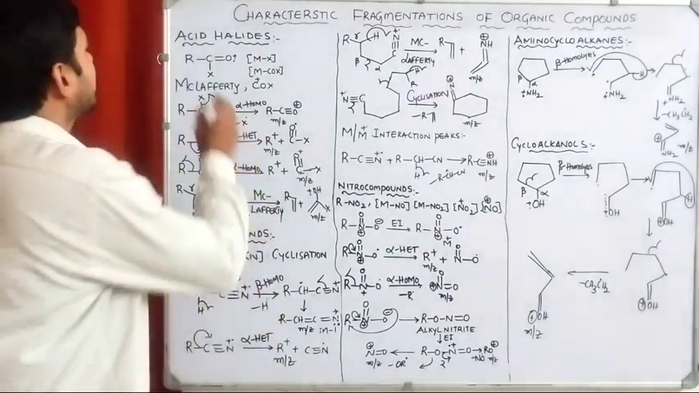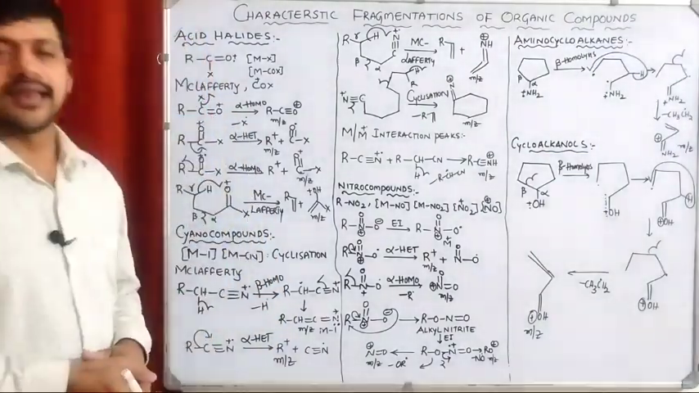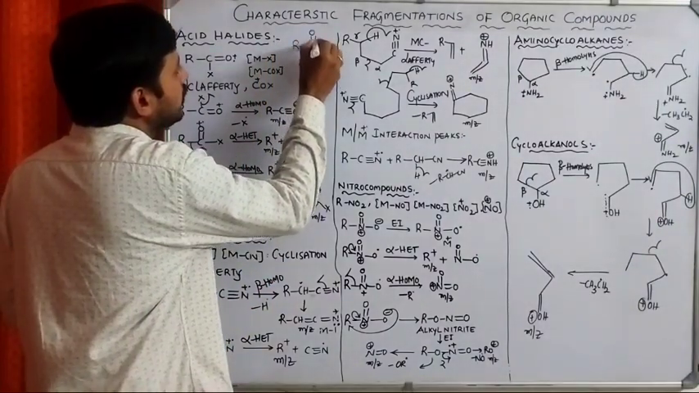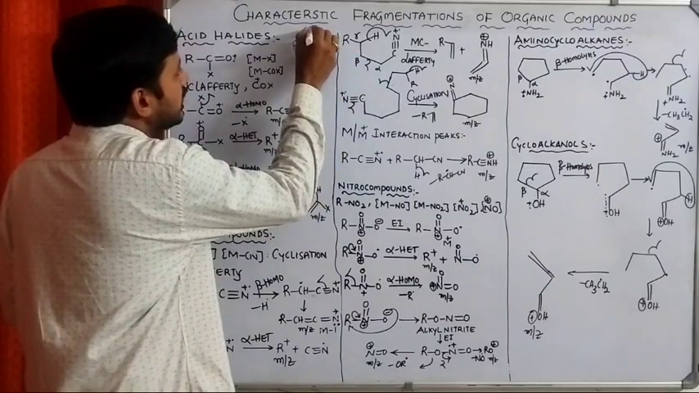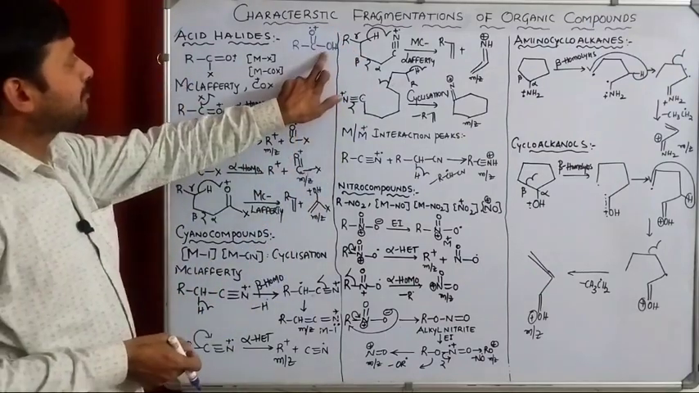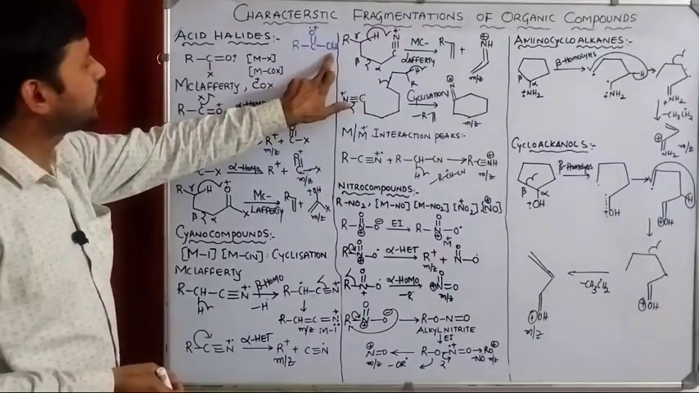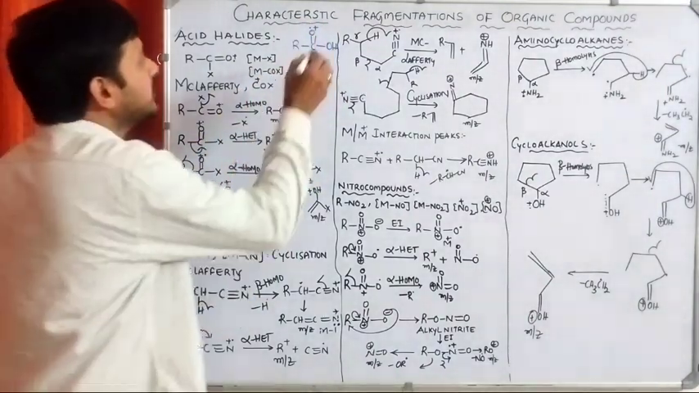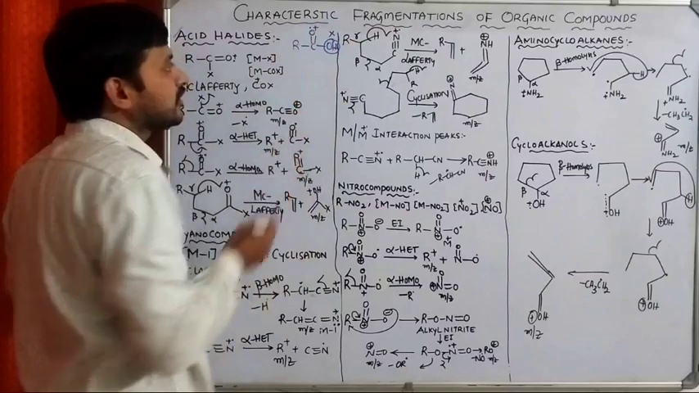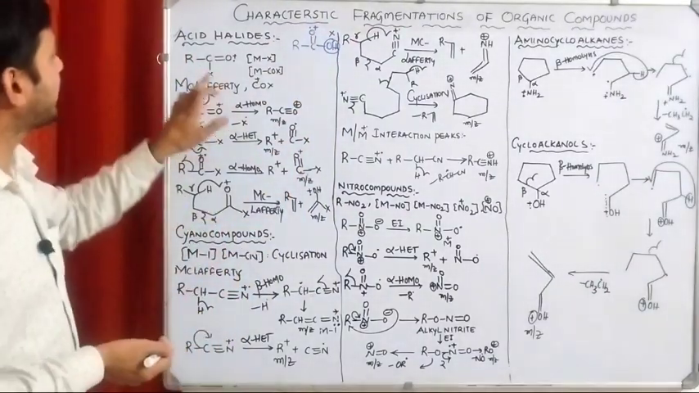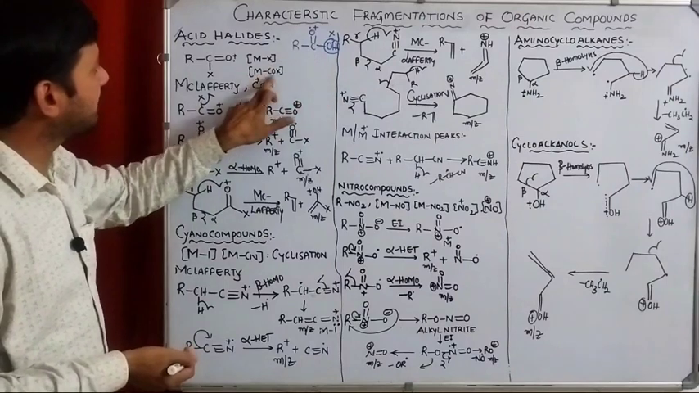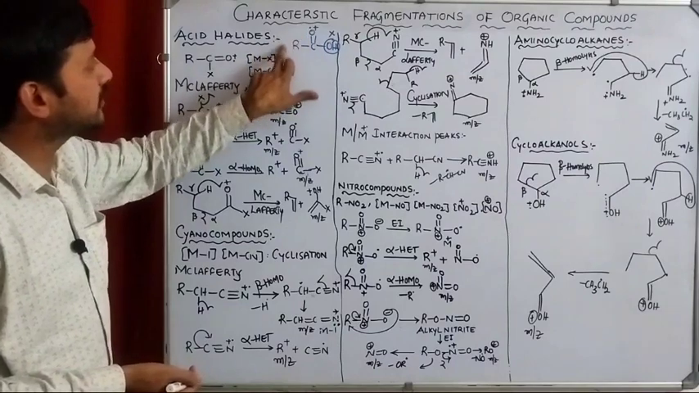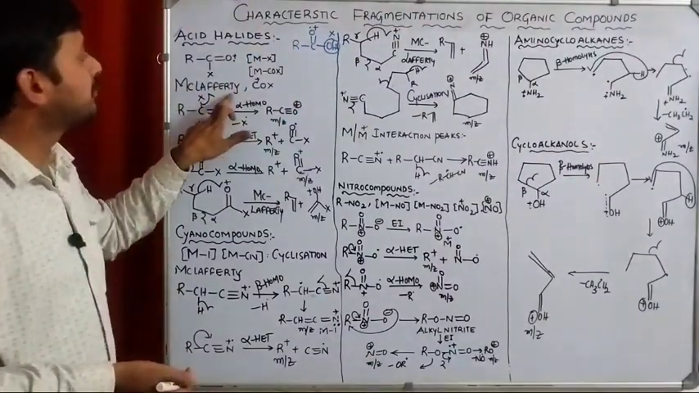Let's discuss the next fragmentation, that is in acid halides. Already we know that carboxylic acids are RC double bond OH. In case of carboxylic acids we have seen M minus OH, M minus COOH and COOH plus. Three peaks we have seen. So in the acid halides we are replacing OH with some halogen. That's why we get M minus X, M minus COX, COX plus. If the acid halide has a gamma proton, then we will observe McLafferty.